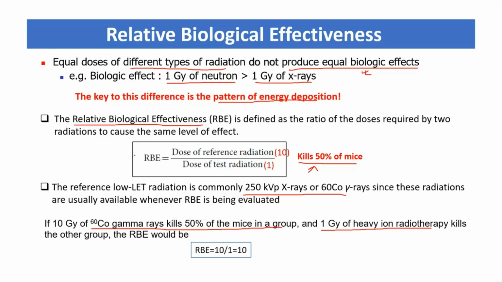So it means that the dose of reference radiation is 10 times the dose of test radiation, or we can say that the dose of test radiation is 1/10 the dose of reference radiation.